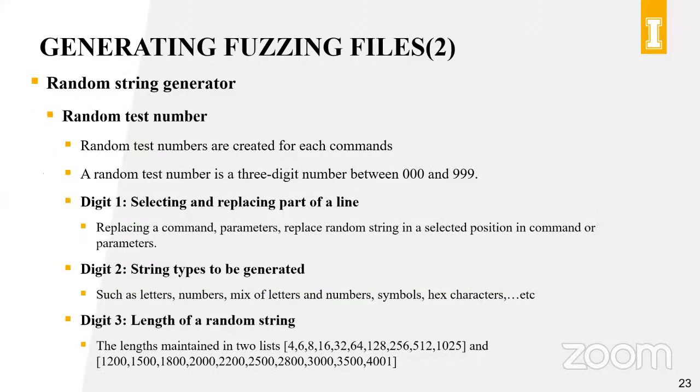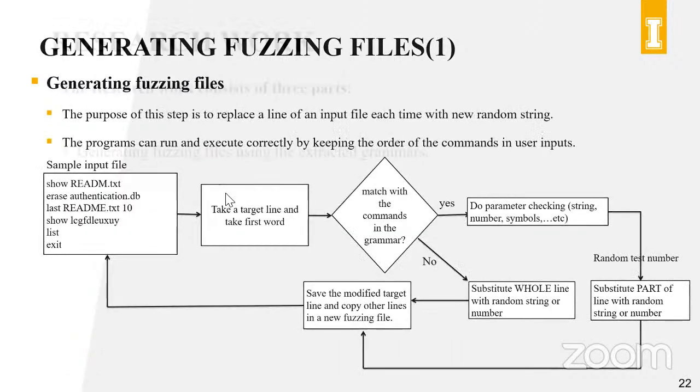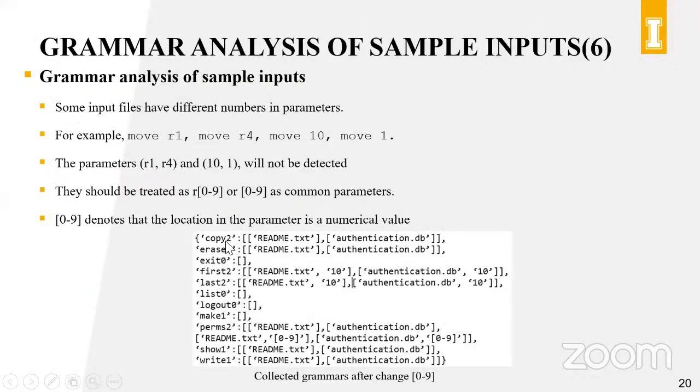The other component is the random string generator, which uses a random test number. The random test number is created for each command. For example, for each command here, starting with the first line, we are going to have a random test number assigned to it, for generating a testing or fuzzing line.